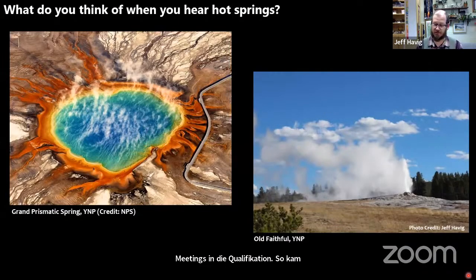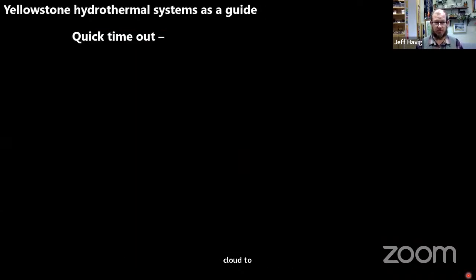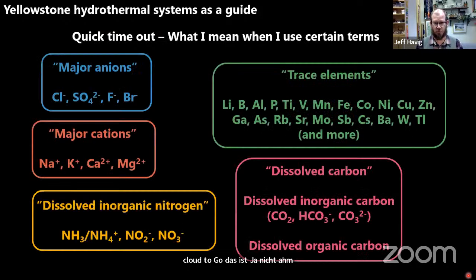Oftentimes when you think of hot springs, especially in terms of Yellowstone, there's usually two things that crop up. Usually the two famous ones, being Grand Prismatic Spring on the left, and Old Faithful, the geyser in the Upper Geyser Basin on the right. But I want to caution, and I think this is something that often clouds people's perceptions of hot springs and hydrothermal systems in general, that those are far from the whole story. Those just happen to be cool, popular things that a lot of people see. So before we get into it, a quick timeout on what I'll be talking about and some terms I might use.